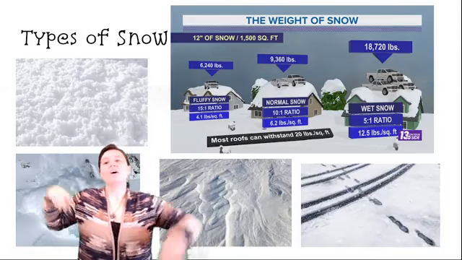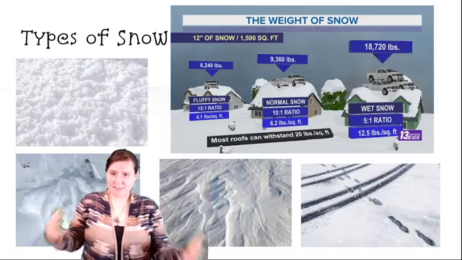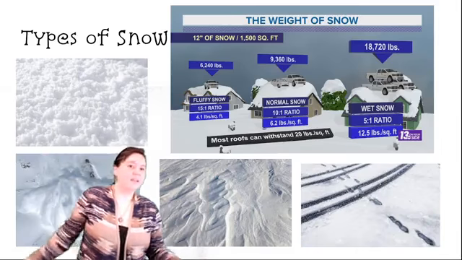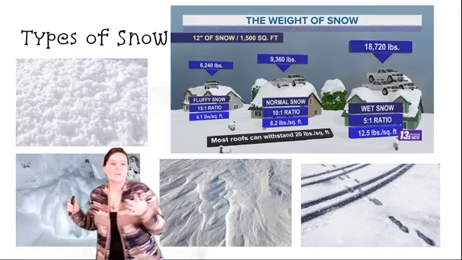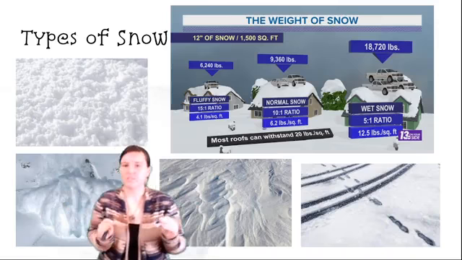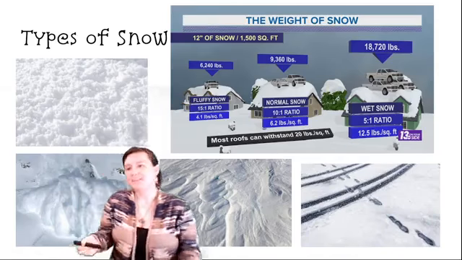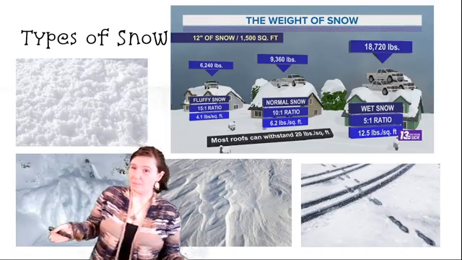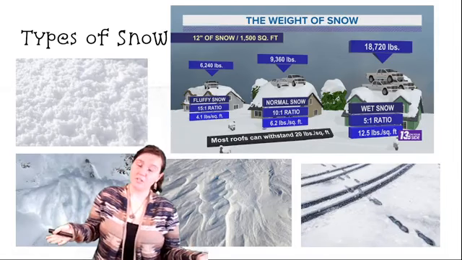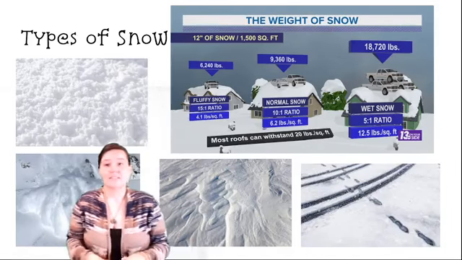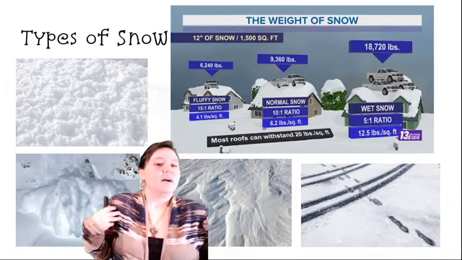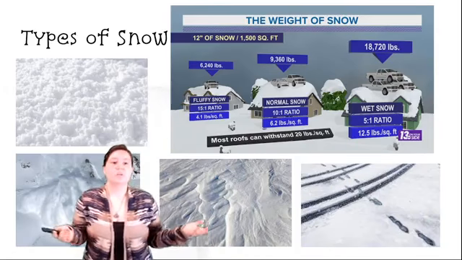So now that I've covered all these types of crystals, let's talk about the actual types of snow. A lot of you have probably heard of these types of snow before, but I wanted to go through them and talk a little more about how they actually form, because I think it's pretty cool. So powder is the first type of snow that I'm going to talk about.